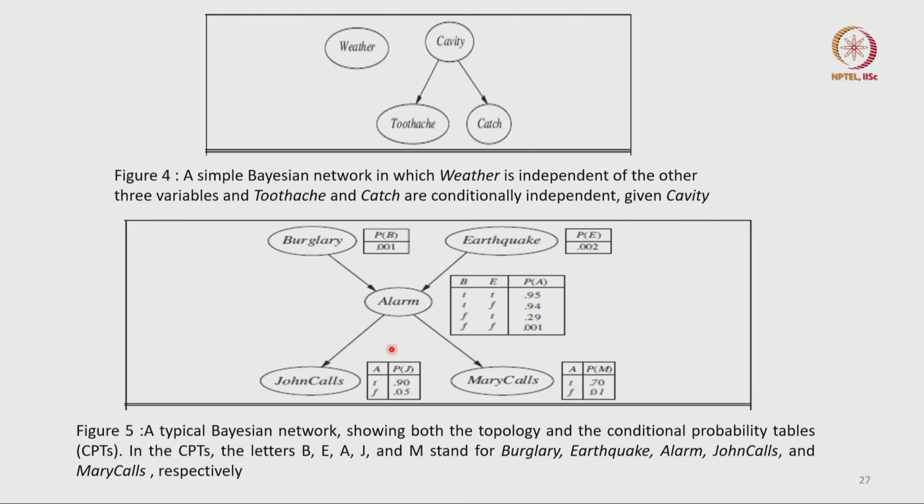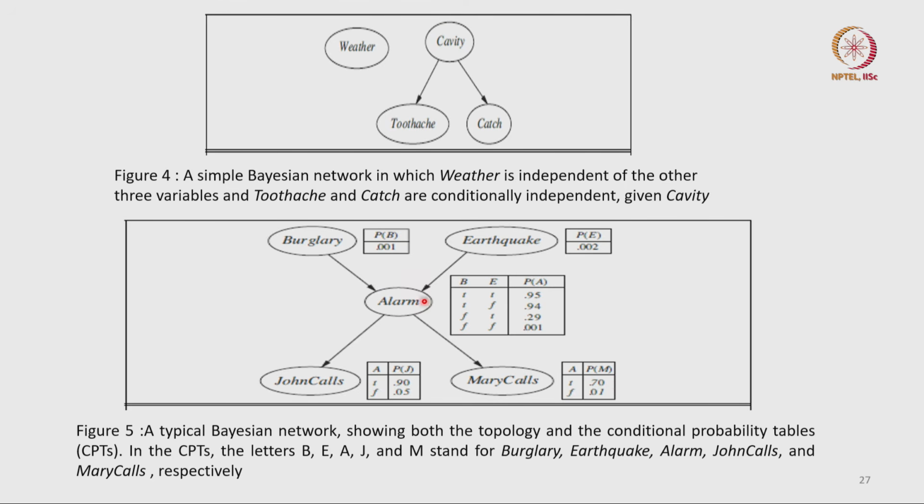So, alarm can be either true or false. If the alarm is true, or if the alarm is false, then what is the probability that John calls? You can also have the probability of not J, but you find that these two add up to 1. So, there is no need of having the other value in this particular row. Similarly, Mary calls, you can have these values.